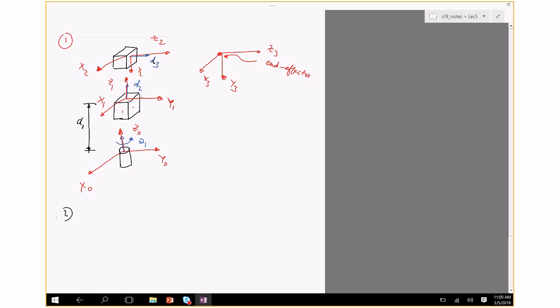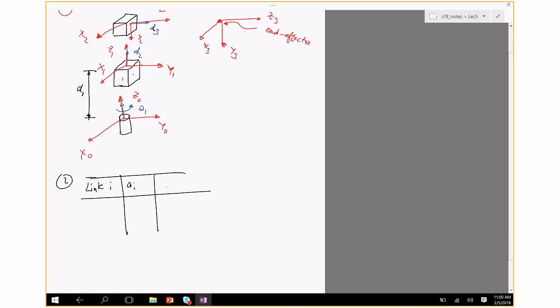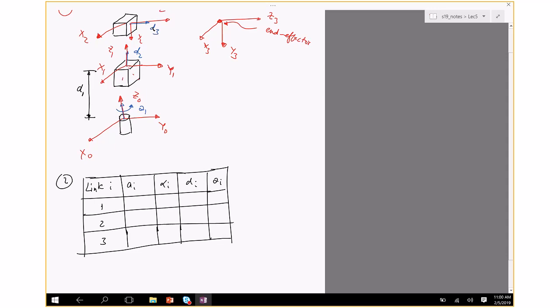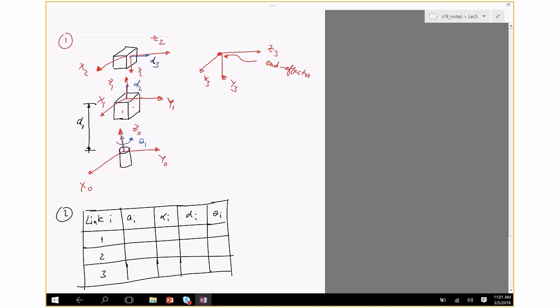Next, let's go to the DH table. So now we have 3 rows, because there are 3 links, θ1, d2, and d3. Okay, and I really like to draw this, and this is really optional. Some people. So I have drawn this thing, but I don't draw that quite.